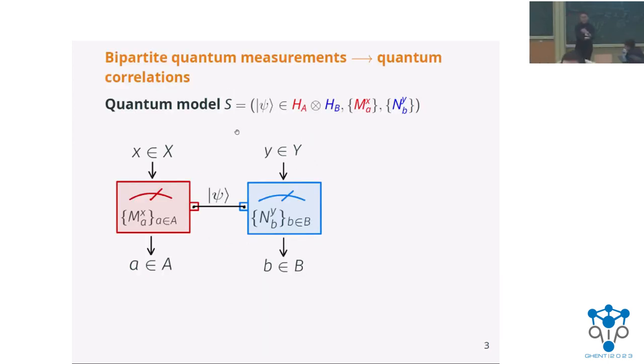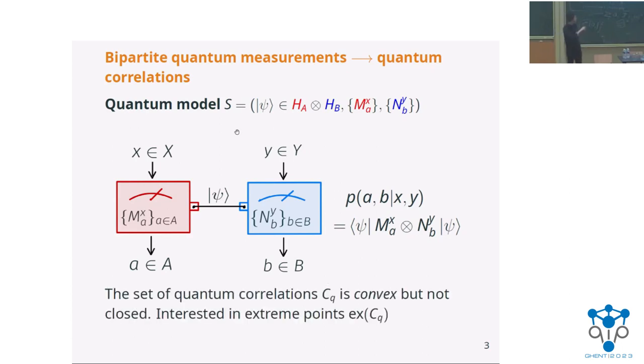In quantum mechanics, Alice and Bob's actions can be modeled by bipartite quantum measurements, also known as quantum models. In a quantum model, Alice and Bob share an entangled state psi. On each input x, Alice has a POVM indexed by x with outcomes in A, similar for Bob. And this system is finite dimensional. The conditional probabilities are given by Born's rule. Correlations that can be achieved by quantum models are called quantum correlations. We use CQ to denote the set of all quantum correlations. It is a convex set, but not closed. So we are mainly interested in extreme points of this convex set.